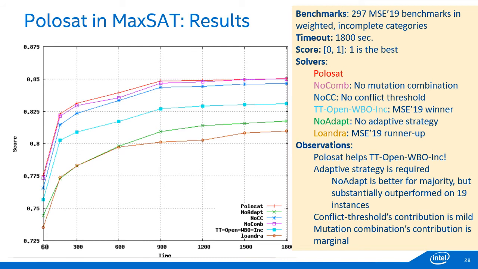Now one can see that Polosat helps, right? The red plot is above the blue one, so it helps for every timeout. It's really helpful. Another interesting observation is that the adaptive strategy is required. Without the adaptive strategy, Polosat performs worse than the baseline solver, and that is because although Polosat without adaptive strategy is better for the majority of the instances, there are 19 instances on which it performs really, really badly. But then when you turn it on, the performance is fixed and everything is fine. And the contribution of conflict threshold and mutation combination is helpful, but marginal, as one can see from the graph. So that's it.